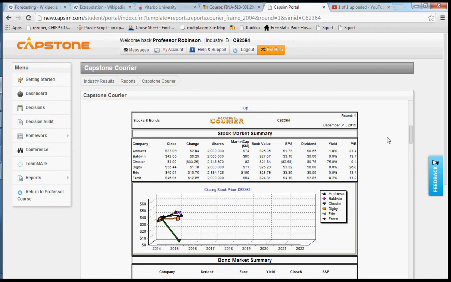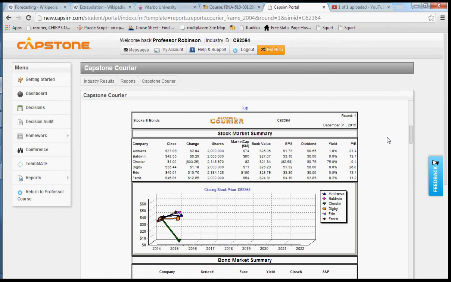So our next stop in the investigation of the Capstone Courier is to look at some of the financial information. There are two main types of financing sources for businesses. The first is equity finance, usually from the stock market, and the second type is debt finance.